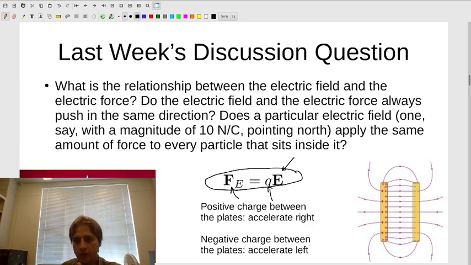So that was what I was trying to get at with this picture. If you put a particle in between these charged plates, there's a strong electric field in there. A positive charge would accelerate right, a negative charge would accelerate left as a result of those forces.